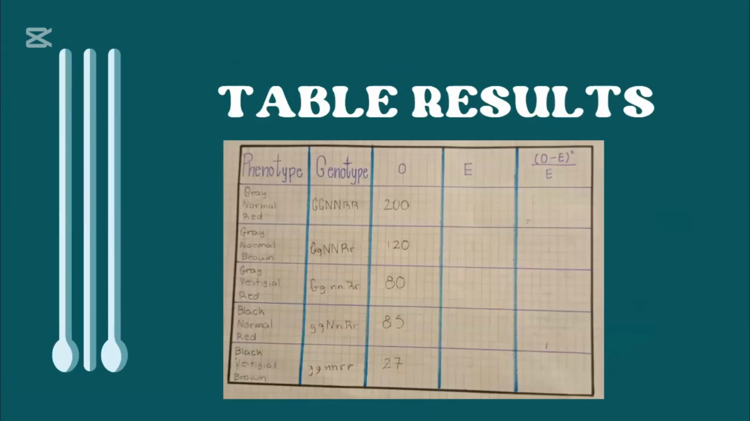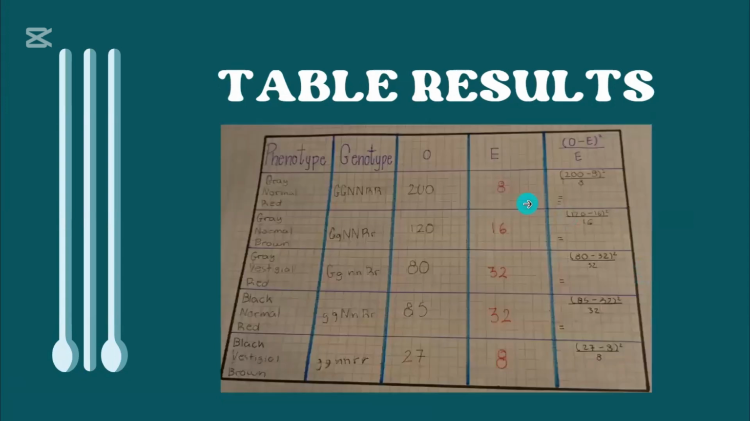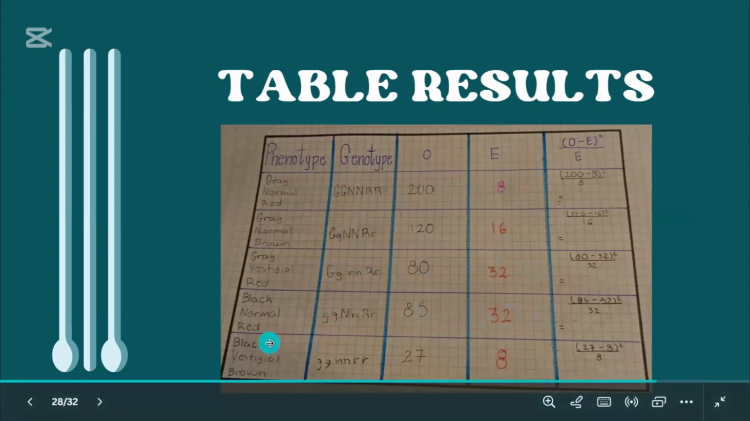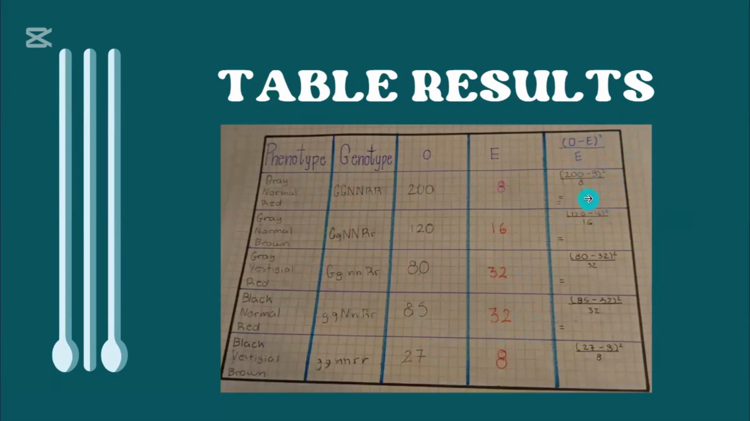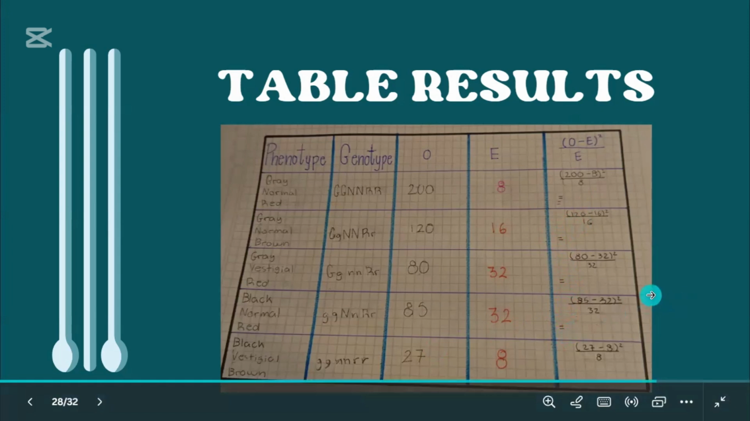After that, we can put in our values, which will give us for the first, gray normal red, 8, gray normal brown, 16, gray vestigial red, 32, black normal red, 32, and black vestigial brown, 8. Now, we can complete the formula, which means replacing the O and E with numerical values, which should look like this: 200 minus 8 squared over 8, 120 minus 16 squared over 16, 80 minus 32 squared over 32, 85 minus 32 squared over 32, and 27 minus 8 squared over 8.